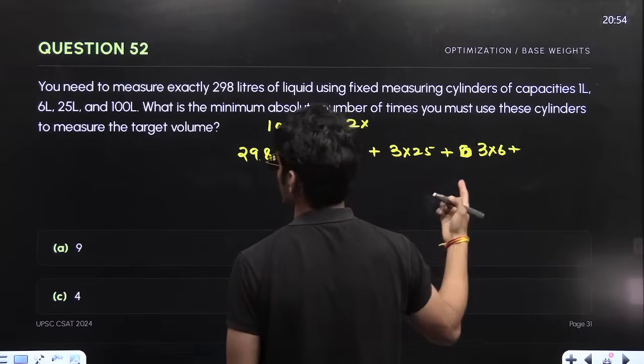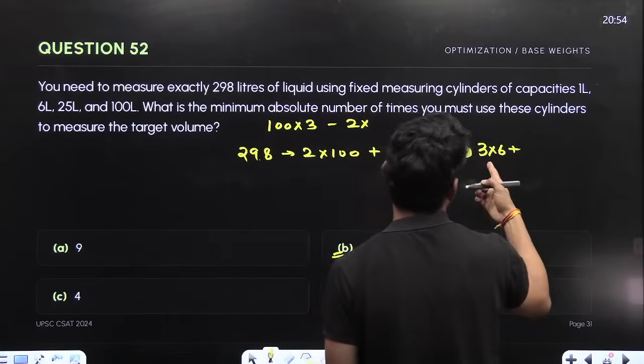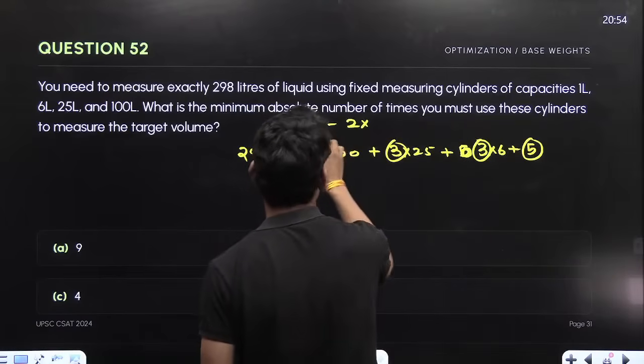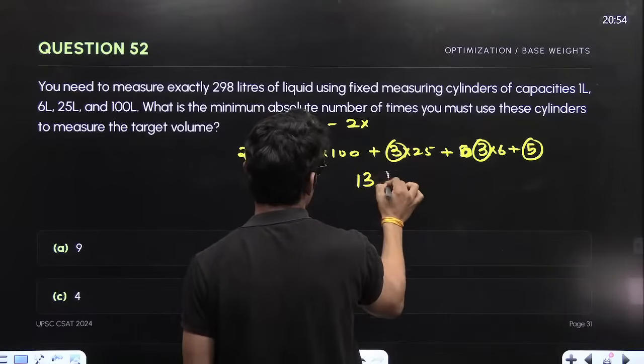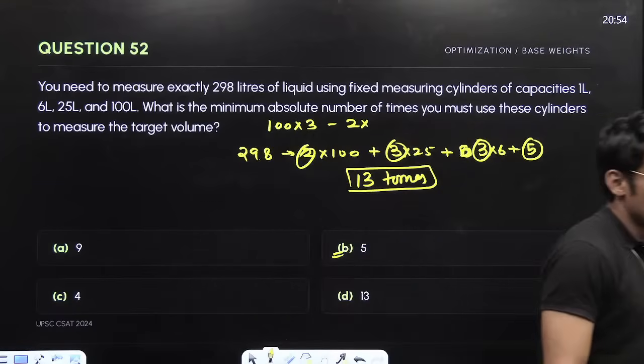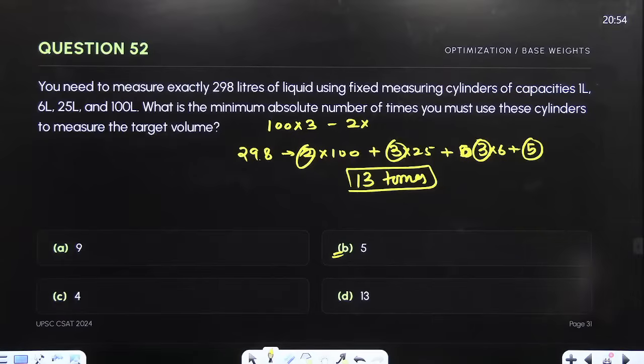How many is remaining now? 23. 6 times 3 and then 5. So 5 plus 3 plus 3 plus 2. This way you get 13 times. Right?